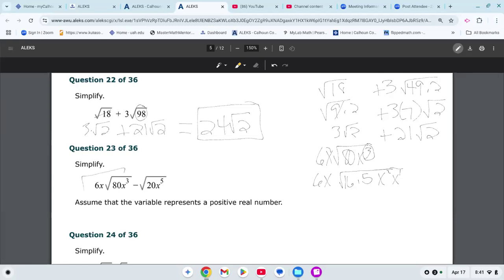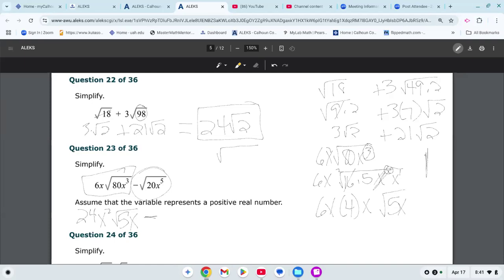So for just this part alone, I have 6x times 4. 2 divided by 2 is x to the first. And then I have 5x left behind. So all together, that becomes 24x squared times the square root of 5x. Now, I'm going to use that trick to break down my negative square root of 20x to the fifth. I don't have enough room over here, so I'm going to do it kind of right here in the middle.